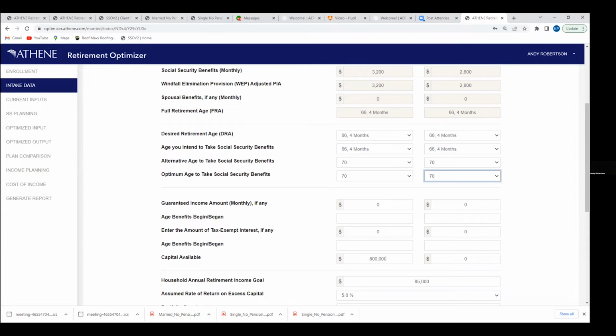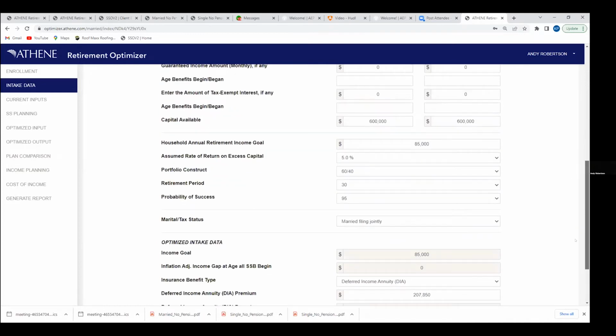Then we'll look at capital available. So let's say spouse one has 600,000, and let's say spouse two has 600,000. So they have $1.2 million together. Okay. And then we're going to put in down here, what's the income goal?